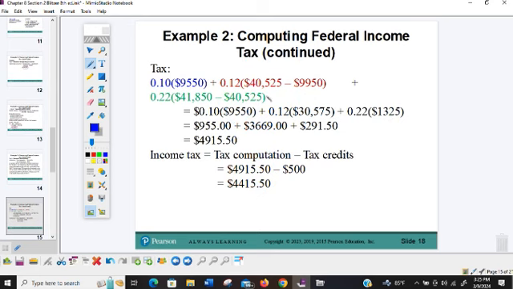So we take their first amount. In between there, at 12%, they have $30,575 they made. And then they had $1,325 that's going to be taxed at that higher rate because they were over that $40,525. Okay, so when you multiply here, you get $995. Here you get $3,669. And when you multiply these, you get $291.50. And that adds up to $4,915.50. Now, don't forget they also had that tax credit. So we get to subtract the tax credit. And then this would be their federal income tax.